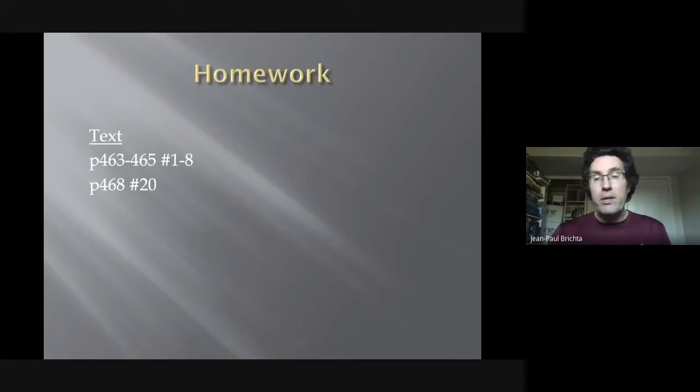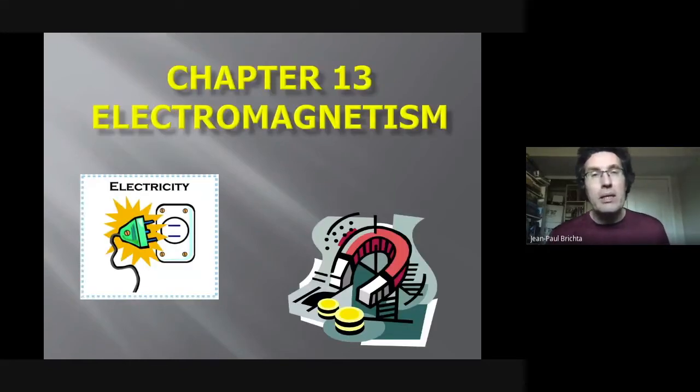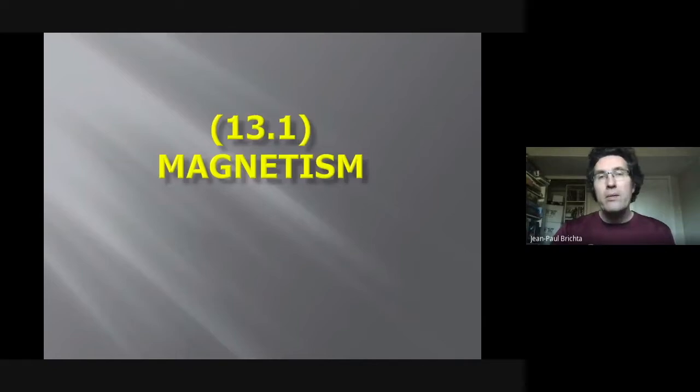Okay, so now we're going to switch and talk about electromagnetism. Electromagnetism is basically the intersection of electricity and magnetism. This first part is just going to go over some of the basics of magnetism, and then in the next lesson we're going to dive deeper into the concepts of electromagnetism. Okay, so first up, magnetism.